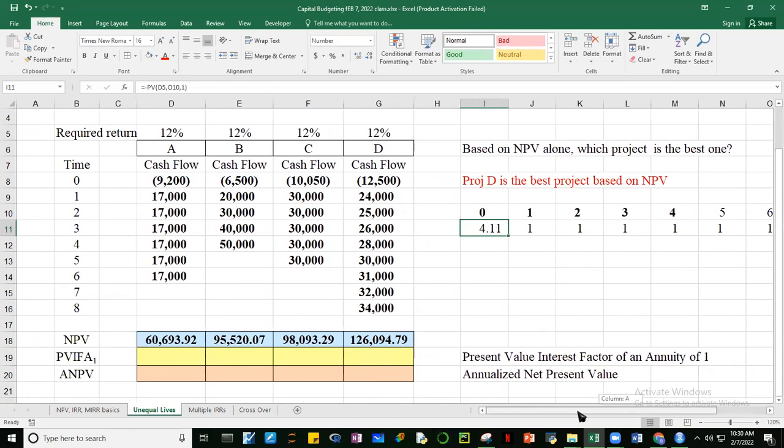Okay, so ito yung gagamitin natin na divisor. Okay, for Project A with NPV of 60.693. So what we're going to do is i-annualize natin yung net present value natin by dividing everything by the present value interest factor of an annuity of 1. Okay, so let's compute this for all the investments.